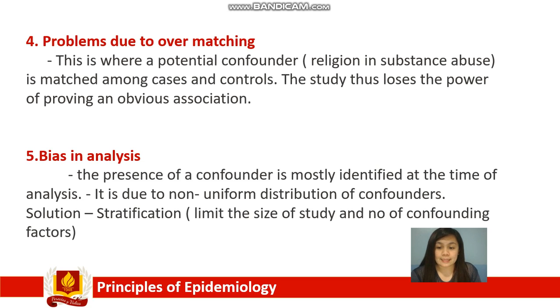Bias in analysis. The presence of a confounder is mostly identified at the time of analysis. It is due to non-uniform distribution of confounders, and the solution is stratification, which limits the size of the study where there are a number of confounding factors.